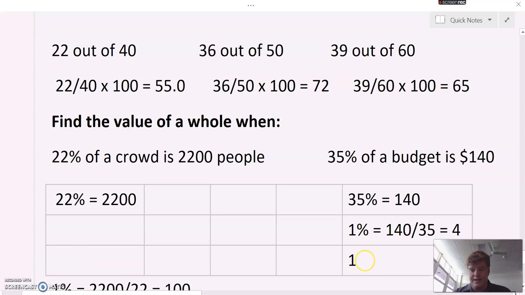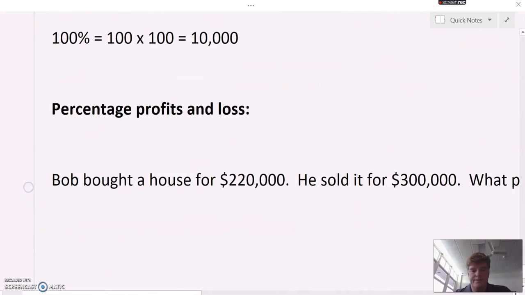The last thing we're going to calculate and say is, well, what's 100% equal? What's the whole equal? If 1% equals 4, the whole is going to equal 100 times 4, which equals 400. So if you're given a fraction and you have to find the whole, that's how you go about doing it.